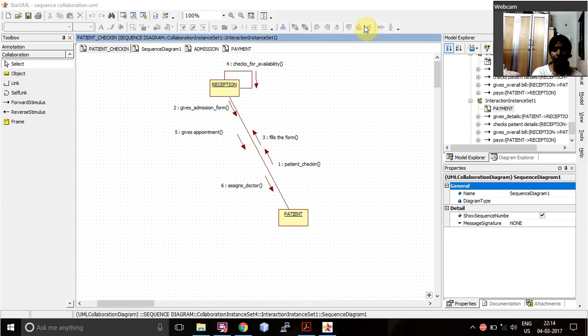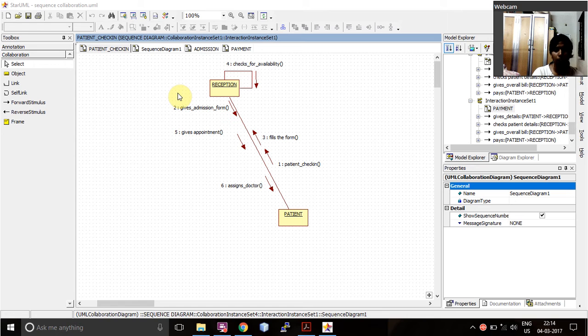Hello everyone, this is Mahima here to explain my fourth experiment in CaseTools lab to draw a collaboration diagram for a hospital management system application. So first of all, for this experiment, I have created a separate collaboration diagram for four functionalities.